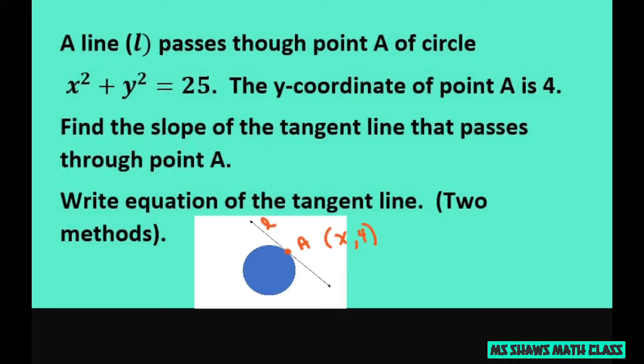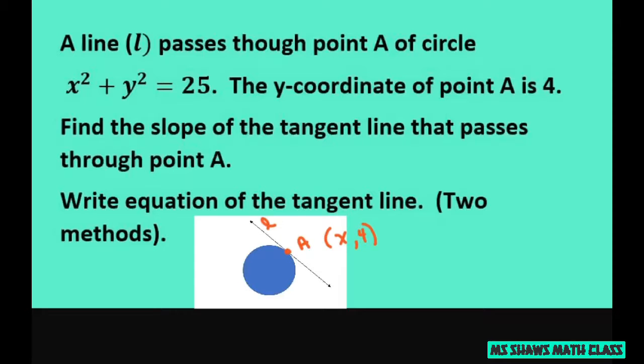And we're going to find the slope of the tangent line that passes through point A. We're going to write the equation of the tangent line. I'm going to use both methods because this is basically SAT practice, so we want to keep practicing our linear equations. And I'm also going to write it in standard form.